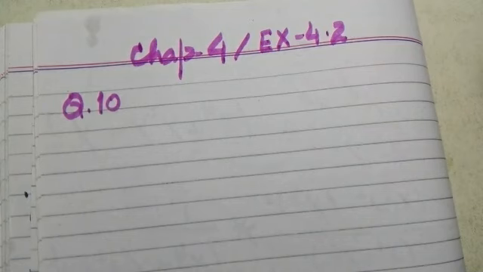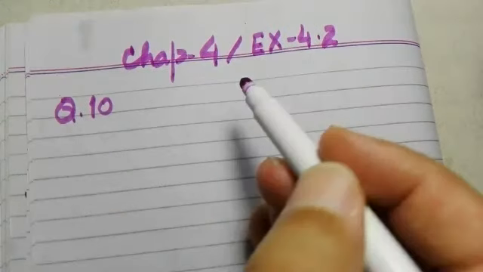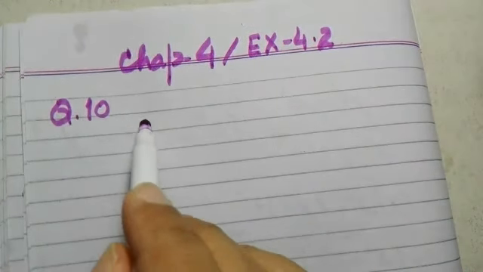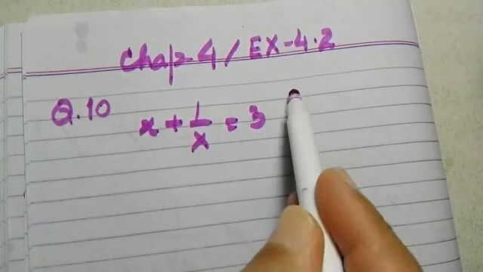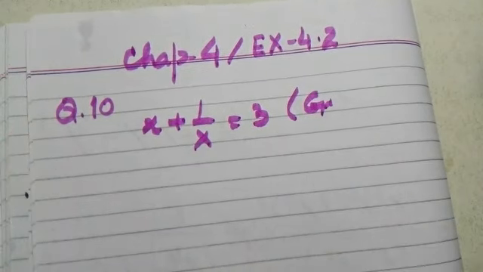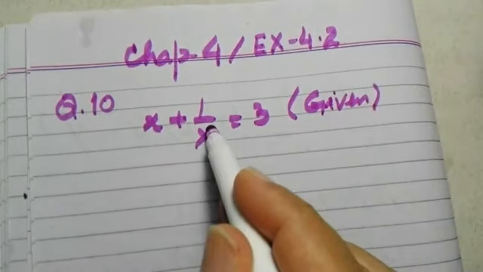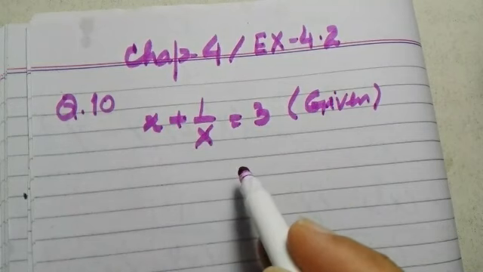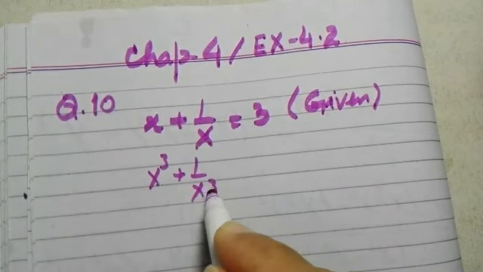Today we are starting question number 10 of exercise 4.2. It is written as x plus 1 over x equals 3. It is given. And we have to find x cubed plus 1 over x cubed. This is the required.